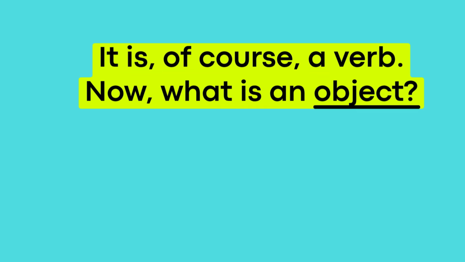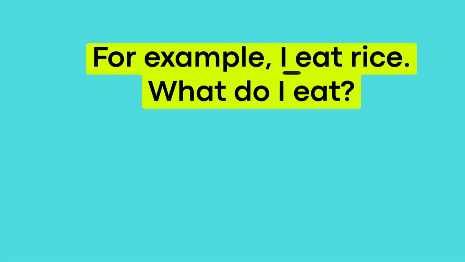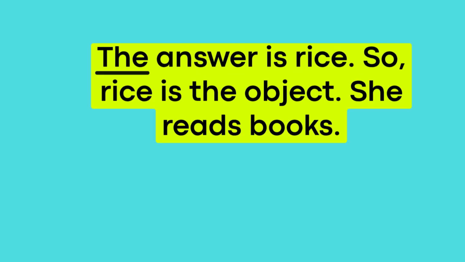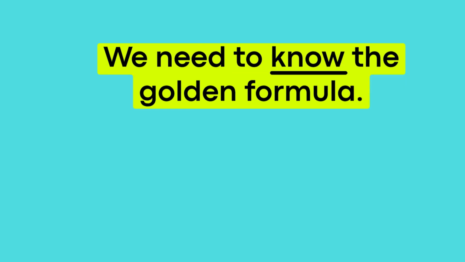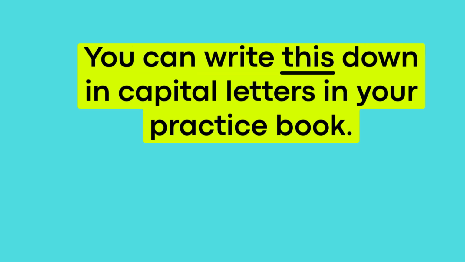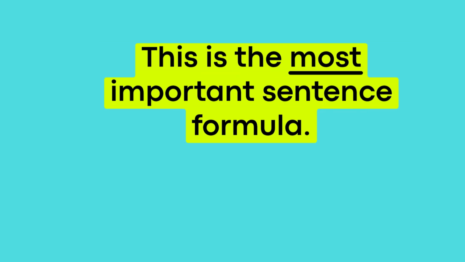Now, what is an object? An object receives the action. For example, I eat rice. What do I eat? Answer is rice. So, rice is the object. She reads books. What does she read? Books. So, books is the object. We need to know the golden formula. You can write this down in capital letters in your practice book. Subject plus verb plus object is the format of a sentence. This is the most important sentence formula.